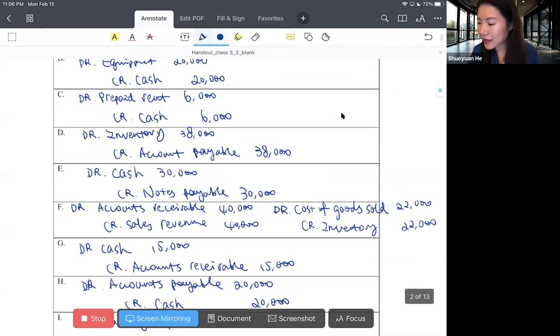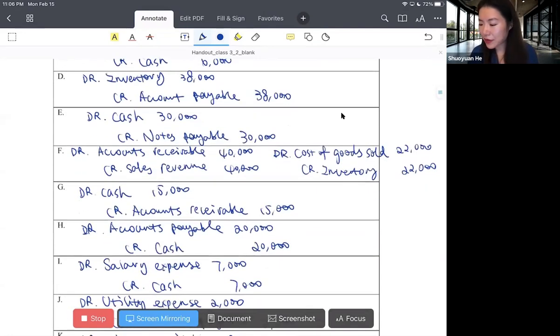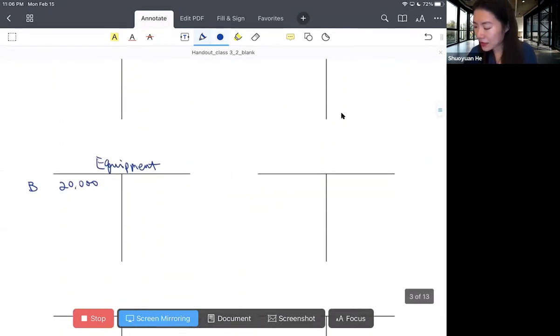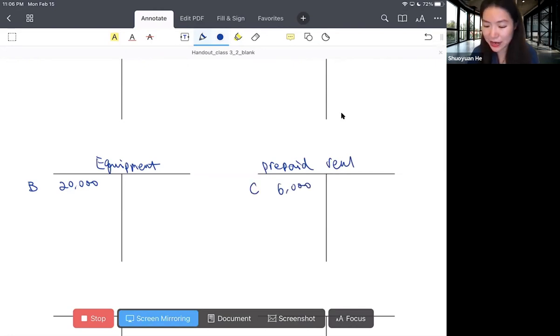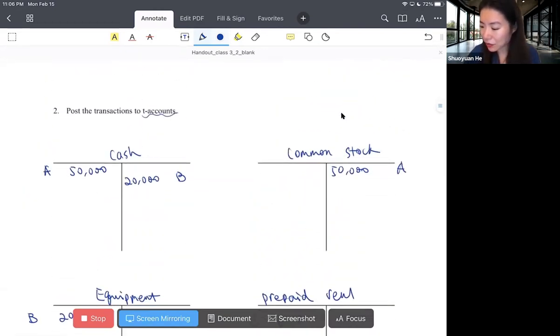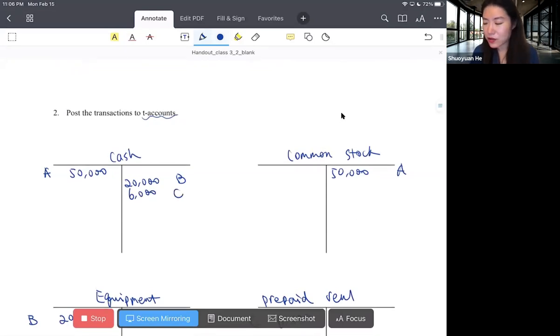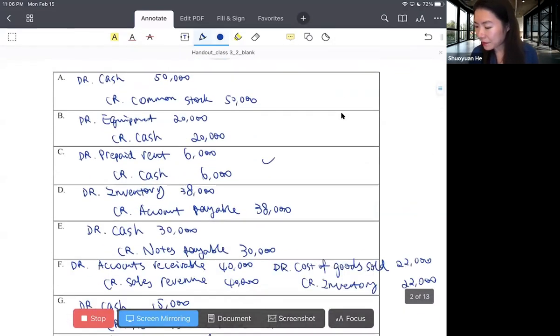Transaction C, debit prepaid rent 6,000, credit cash 6,000. So debit, we have another account here, prepaid rent 6,000 coming from transaction C, and credit cash 6,000 also coming from transaction C.